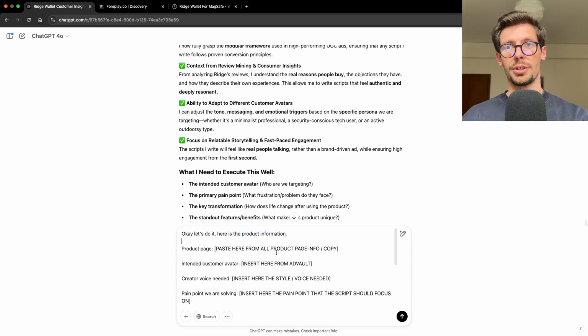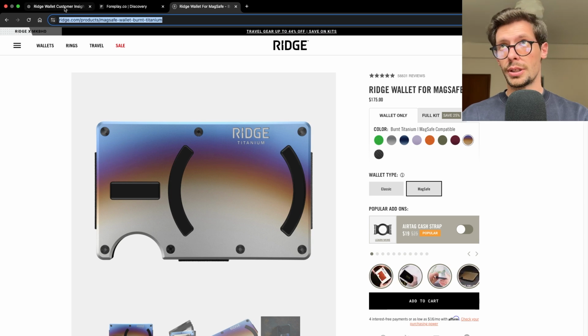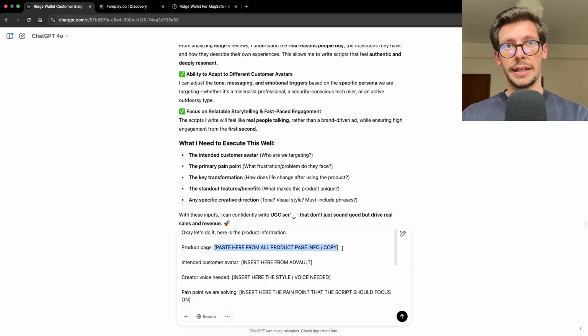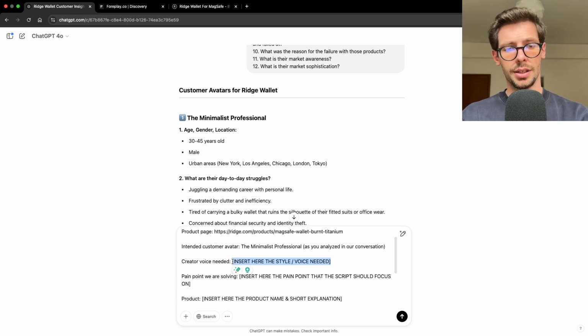Here's the product information. So here we give it all the needed information and more. We give it a specific product link that you want to write the ad script for. We tell it the customer avatar. Here you can just scroll to the customer avatars that ChatGPT gave out, and you just type the minimalist professional as you analyzed in our conversation. Creator voice needed. This is the tone that your creative should have.